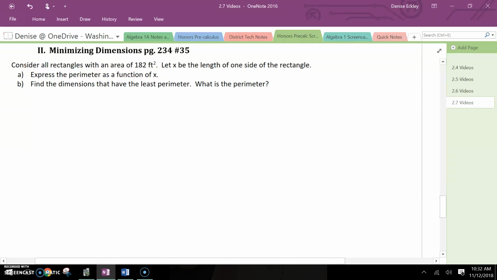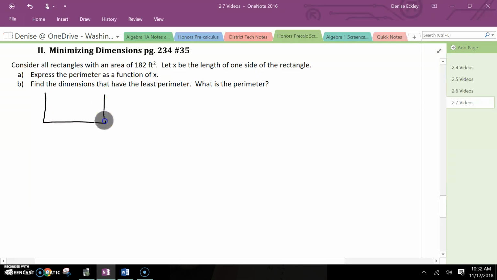What we want to do is change the size of this rectangle so that it has the least perimeter, but the maximum amount of area for that perimeter. So we are going to first create an equation where the perimeter is a function of the one side, x, and then we're going to find the dimensions that give us the least perimeter, and then we're going to find the perimeter by substituting that value into our function. Okay, so let's start by looking at the rectangle.